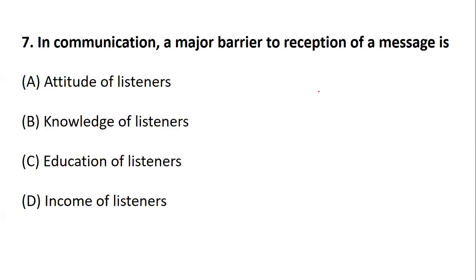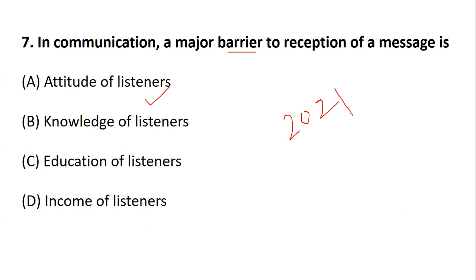Then you have next: in communication, a major barrier to recipient of message is what? Now see, attitude, knowledge, education, or income of the listeners. Actually, this question was seen in the 2021 cycle, but let me tell you, in the previous cycles also, in 2016, 17, 18 papers, this question was given, but in a different way. In some papers, they gave what can be a major drawback as for the message, and they gave the option. Here they have just changed the words.